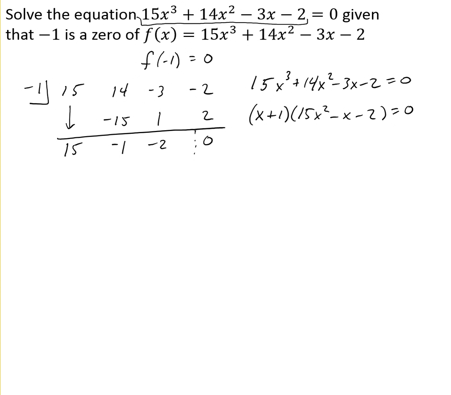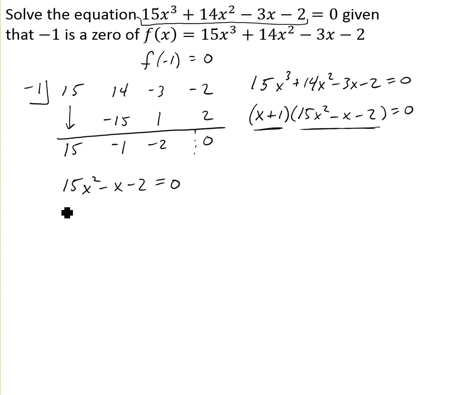This original polynomial is going to have three solutions. One of them, it told us, is x equals negative 1. That would come from setting this factor equal to 0. The other two solutions are going to come from setting this factor equal to 0. And so we may be able to solve that by continuing to factor, or we may need to use the quadratic formula. But let's go ahead and set that one up separately and set it equal to 0.